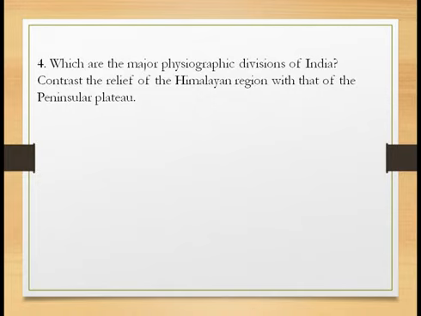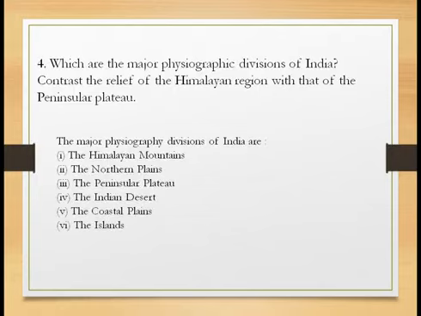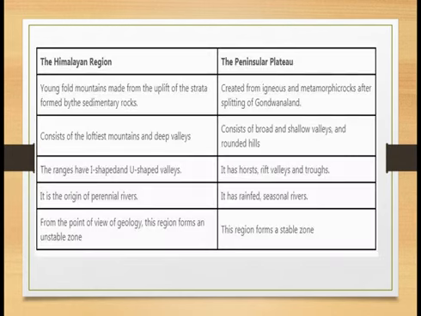Okay? So let's check first the physiographic features. The 6 major physiographic divisions of India are the Himalaya mountains, the northern plain, the peninsular plateau, the Indian desert, the coastal plain, and the last one is the islands, which are Andaman and Nicobar. Next, we will see the contrast or comparison between the peninsular plateau and the Himalayan region. Young fold mountains made from the uplift of the strata formed by sedimentary rocks.